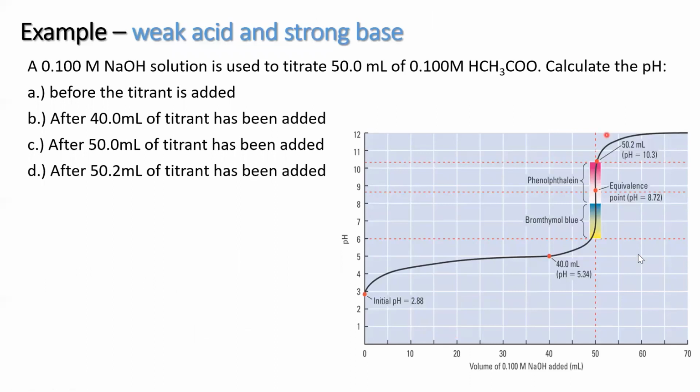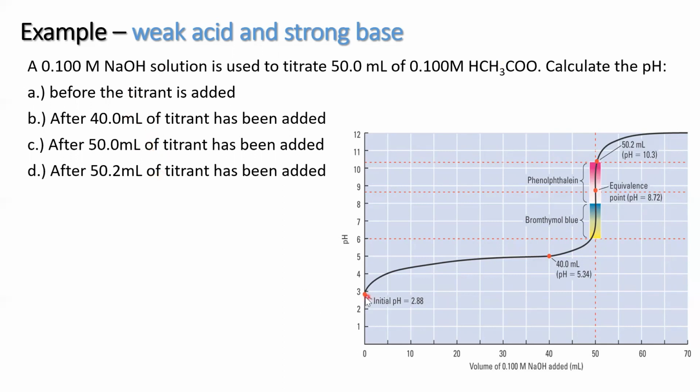So let's look at the other scenario that we had on our graph. Okay, now we've got a weak acid and a strong base titration. So we've got 0.100 molar sodium hydroxide that we're adding to 50 milliliters of 0.100 molar acetic acid. Well, acetic acid is a weak acid, so what we're going to be doing is slightly different than what we did before. And we want to calculate what the pH is at various points in the titration.